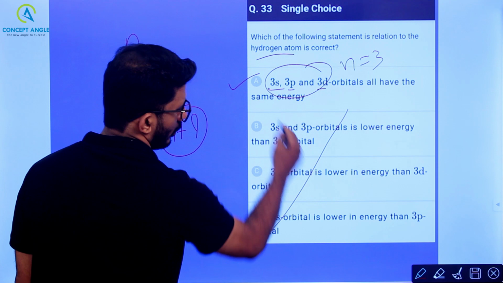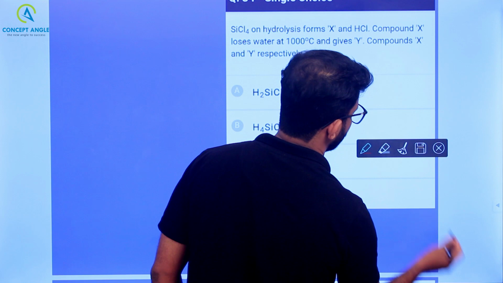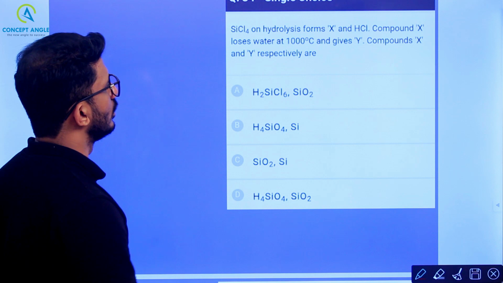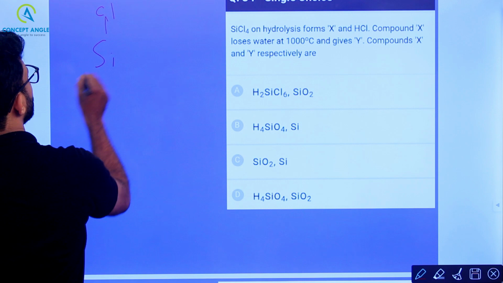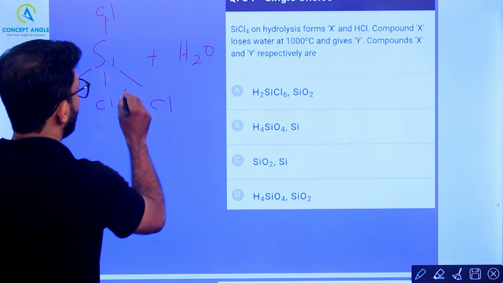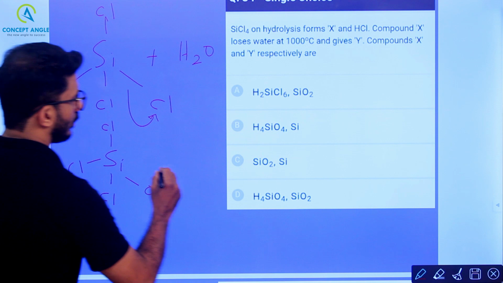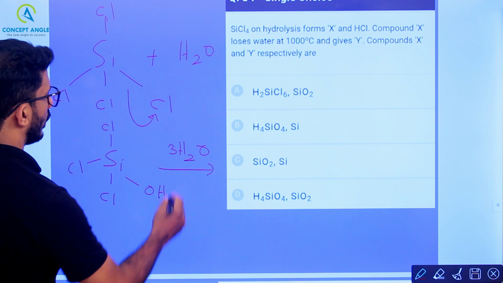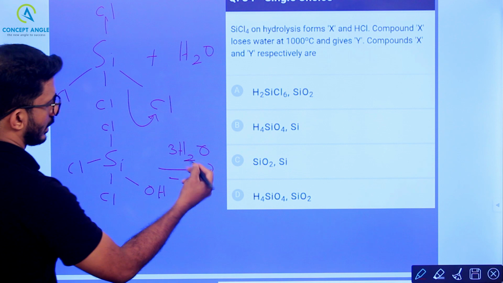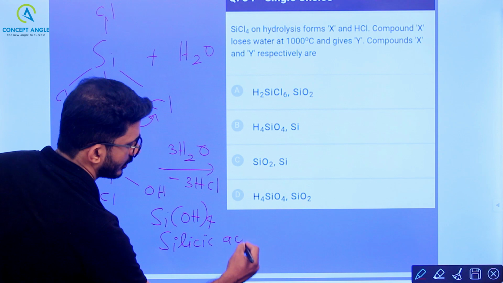Move to next. Question number 34. SiCl4 on hydrolysis forms X and HCl. Compound X loses water at 1000 degrees Celsius and gives Y. Compounds X and Y are? You know SiCl4 is tetrahedral like CCl4, with four chlorines on Si. When this is treated with water, one chlorine will be eliminated and it forms SiCl3OH. If you treat this again with excess water, all the Cl will be eliminated as HCl. Here 3HCl will be eliminated and you will get Si(OH)4. That is called silicic acid.